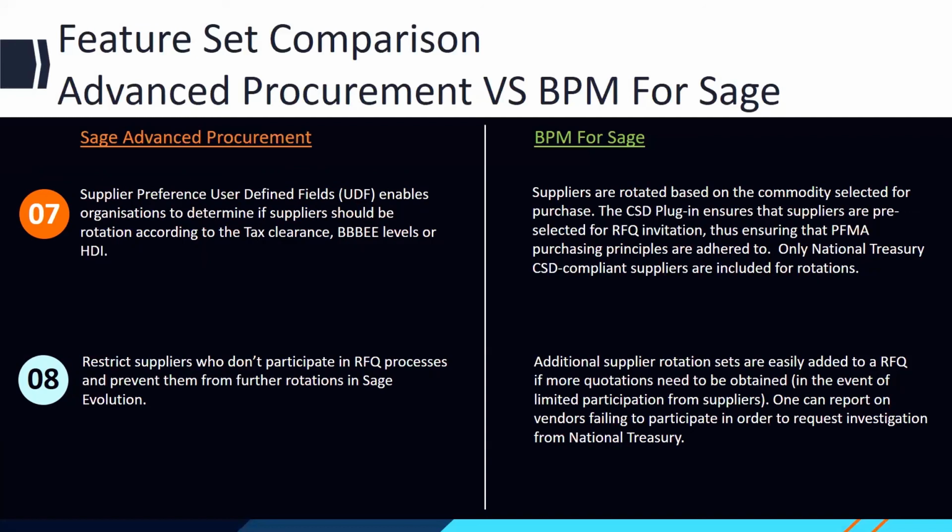The CSD plugin ensures that suppliers are pre-selected for RFQ invitation, thus ensuring that PFMA purchasing principles are adhered to. Only National Treasury CSD compliant suppliers are included for rotations. Sage Advanced Procurement restricts suppliers who don't participate in RFQ processes and prevents them from further rotations in Sage Evolution. Whereas in BPM for Sage, additional supplier rotation sets are easily added to an RFQ if more quotations need to be obtained in the event of limited participation from suppliers, for example. One can report on vendors failing to participate in order to request investigation from National Treasury.